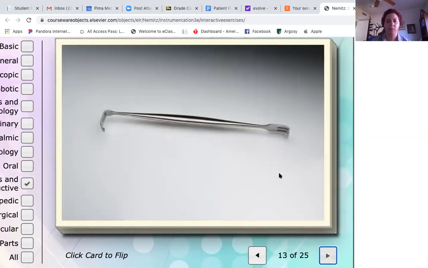And we know what this is. What's this one? It's Mr. Sen. It is a Mr. Sen. Very good. Mr. Sen's.